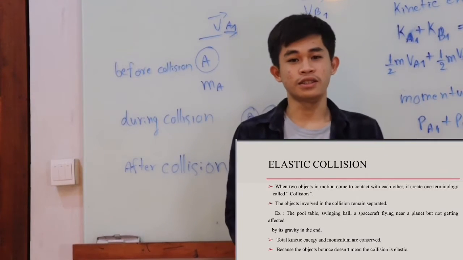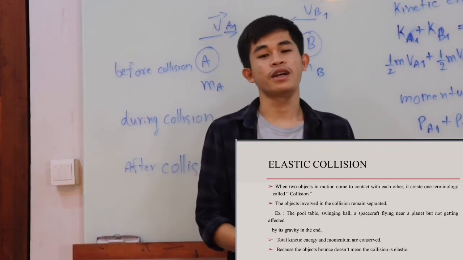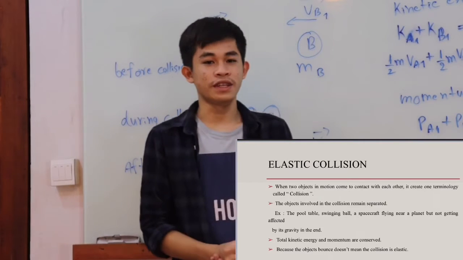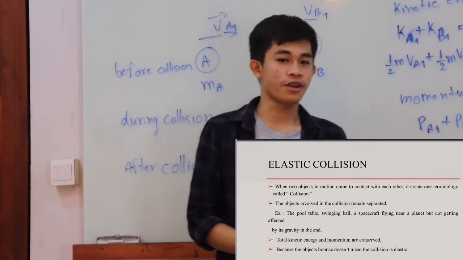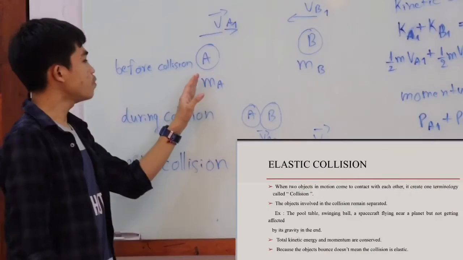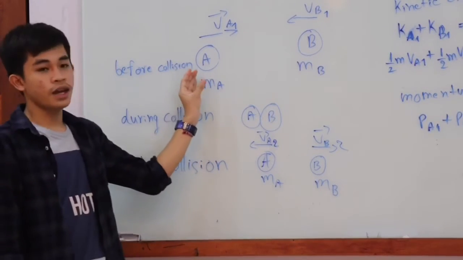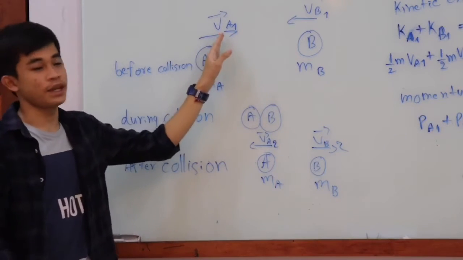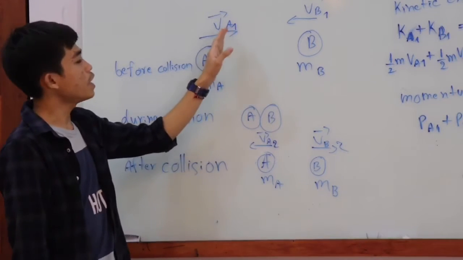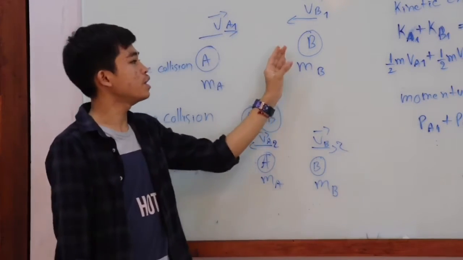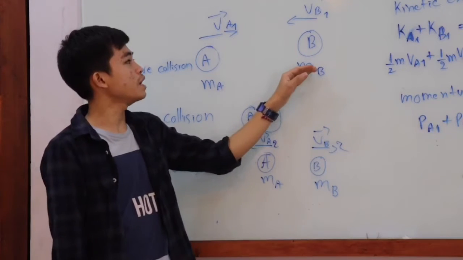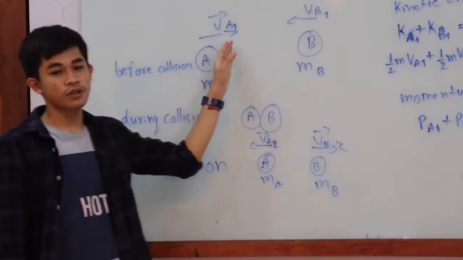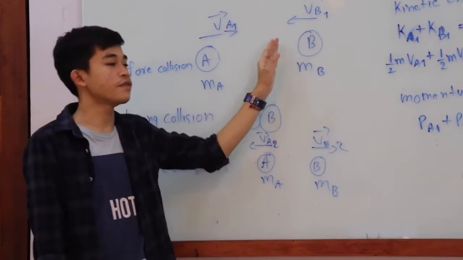The elastic collision is defined as when two objects in motion have contact and then they separate after. To clarify this definition, we have a figure to explain. We assume that before the collision, we have object A, which has the mass of ma and the velocity of va1, and assume that we also have object B with the mass of mb and the velocity of vb1. Object A travels in the positive direction and object B travels in the negative direction.